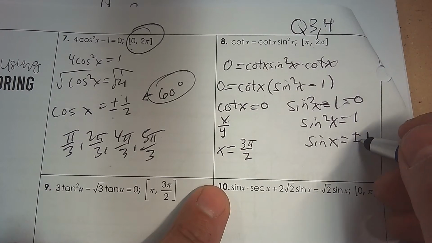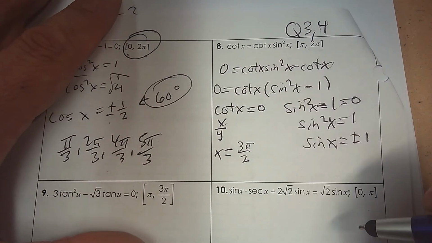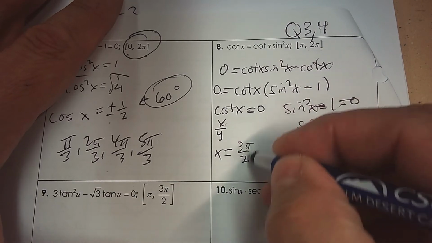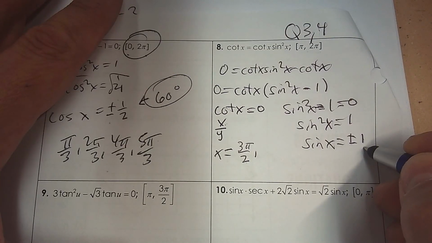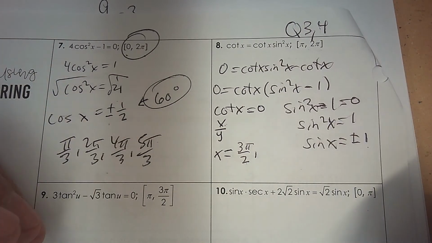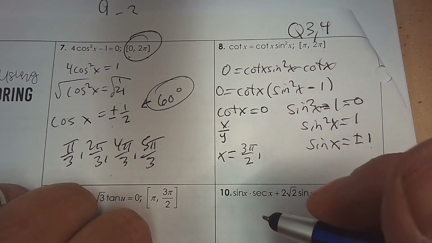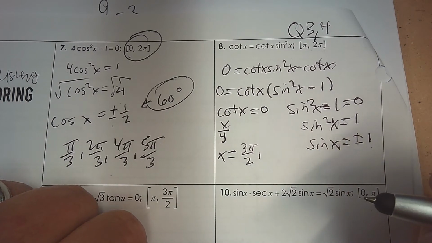How about here? When is sine positive or negative 1 in the quadrants there? So when is the y... Now, 3 pi over 2, sine is negative 1. It's never positive 1 for quadrants 3 and 4 because it's in the bottom of the circle. So the y value is negative below. So the only answer for that is 3 pi over 2.